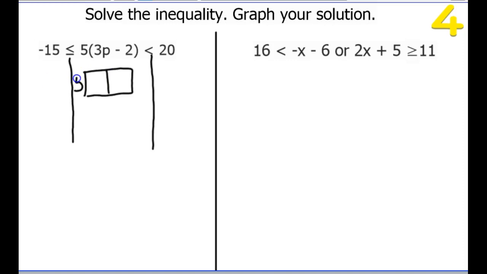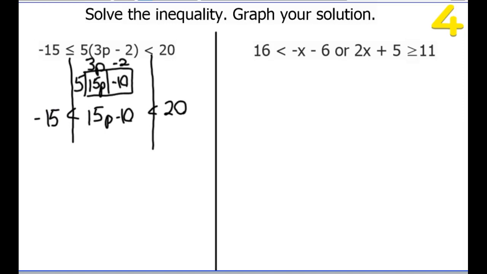And we get 5 on the outside, 3p minus 2 on top. 5 times 3p is 15p. 5 times negative 2 is negative 10. So we have 15p minus 10 in the middle. We bring our sides down. We have negative 15 and 20.